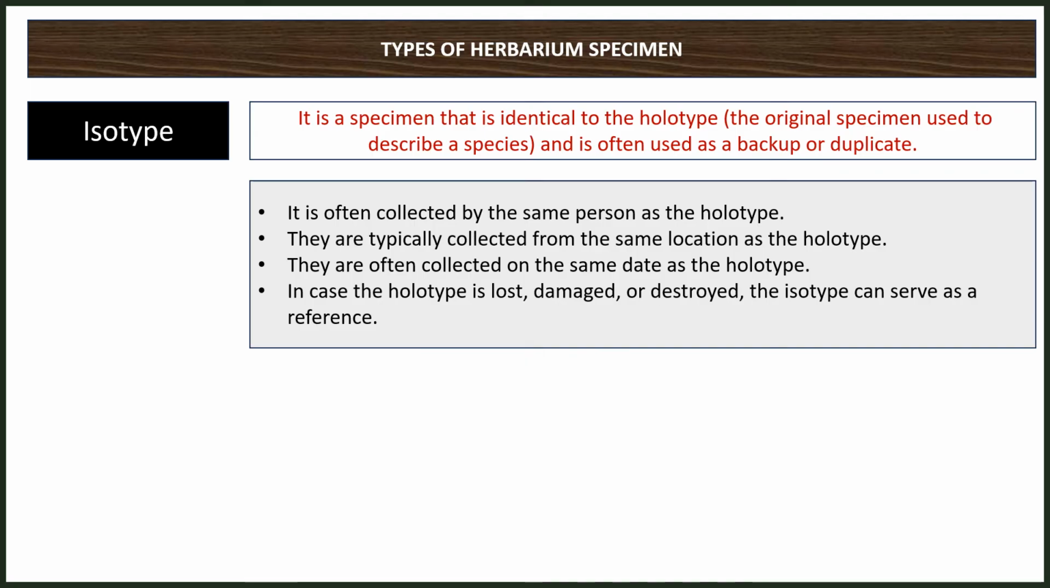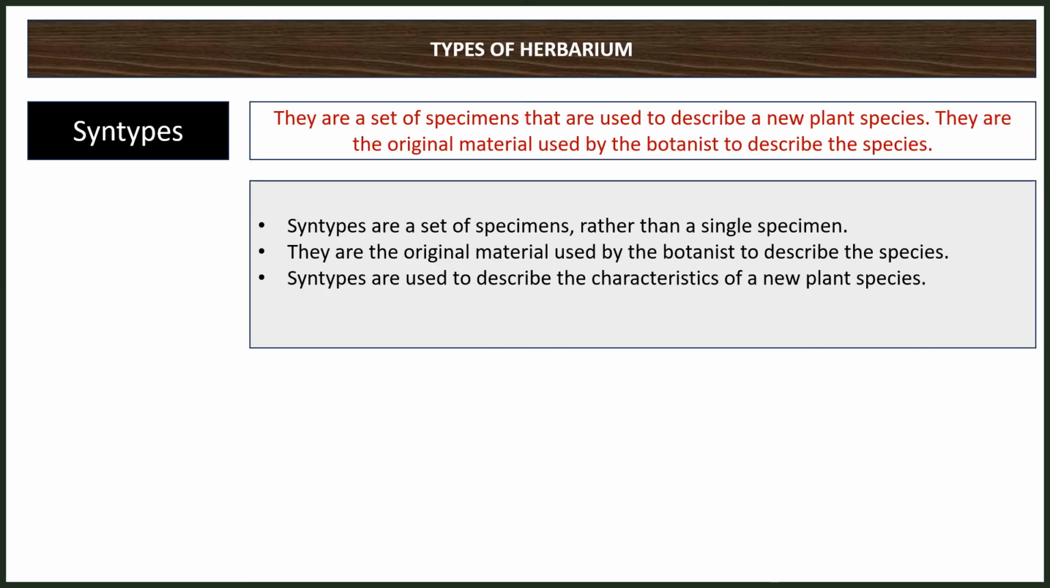So in a very general way you can say that it is a duplicate collected while collecting the holotype. When we say isotype, it is often collected by the same person. They are typically collected from the same location as the holotype, and often on the same date as the holotype. And in case the holotype is lost, damaged, or destroyed, the isotype can serve as a reference. So you can see it is a very minute difference between the holotype and an isotype, but it is a difference, of course.